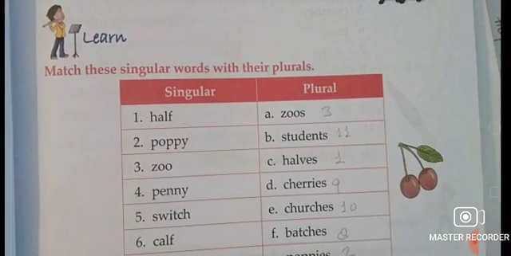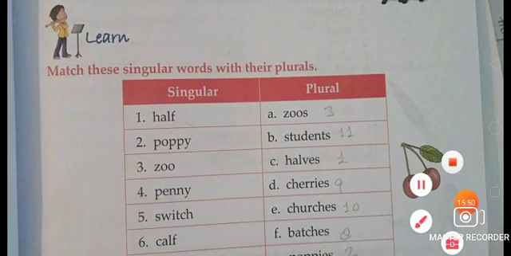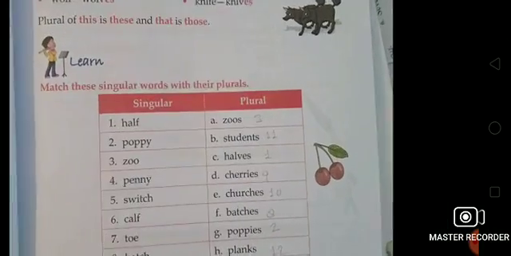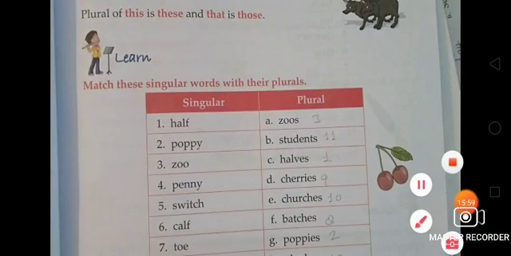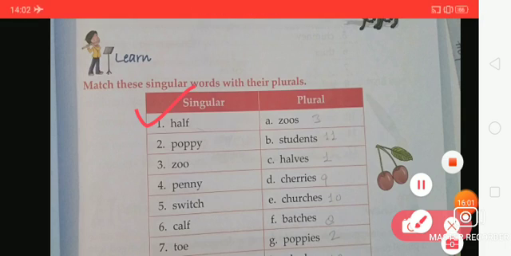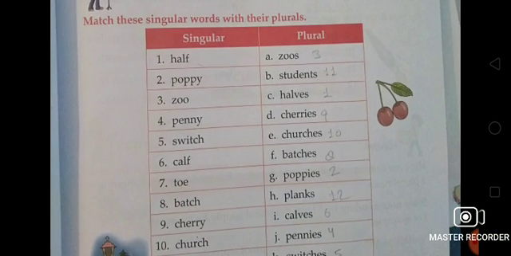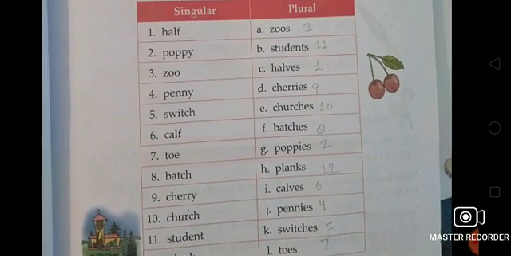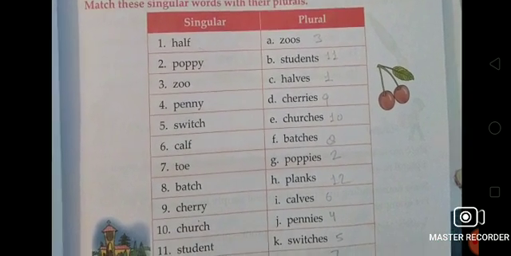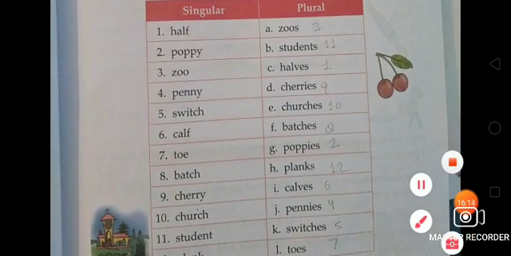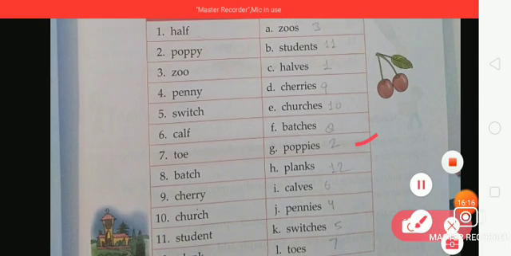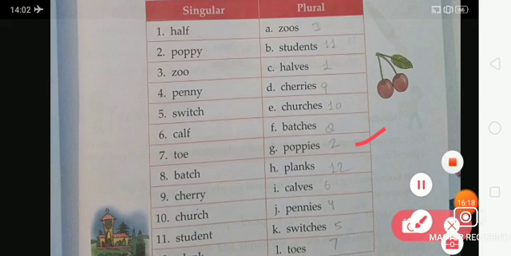We have to learn that in previous, we change the word f into ves. So it will be halves. So where is the halves? So the first number 1 we will match with C. Okay, half. The plural form of half is halves. Second word is puppy. So it will be puppies. So we have to match with this given number second with G, puppies.